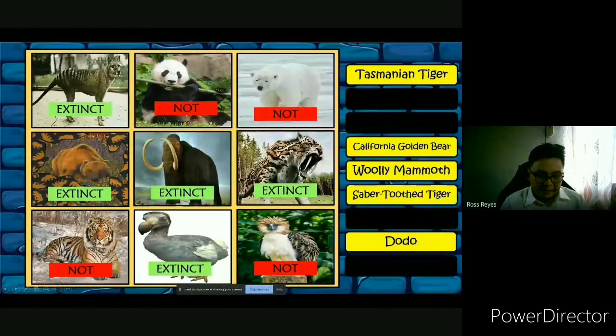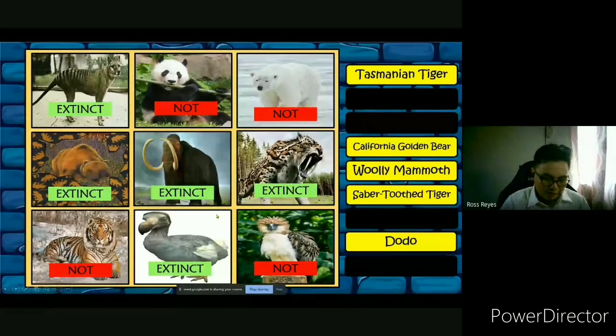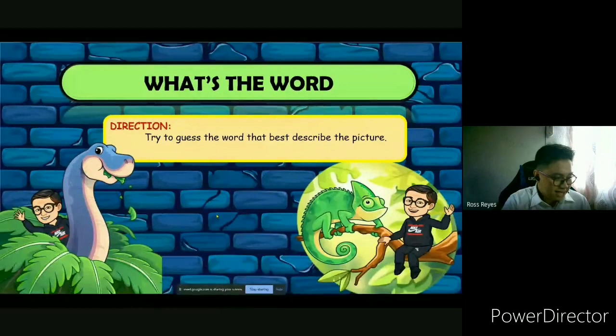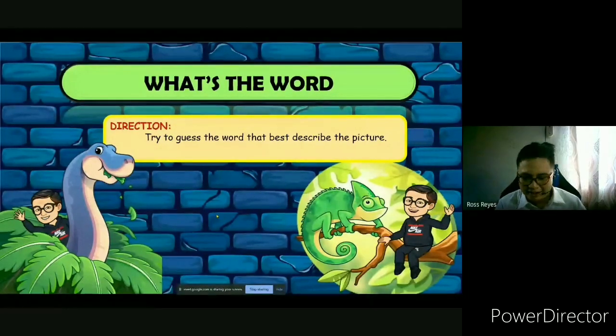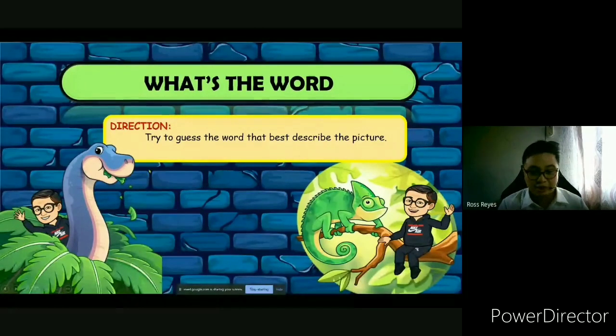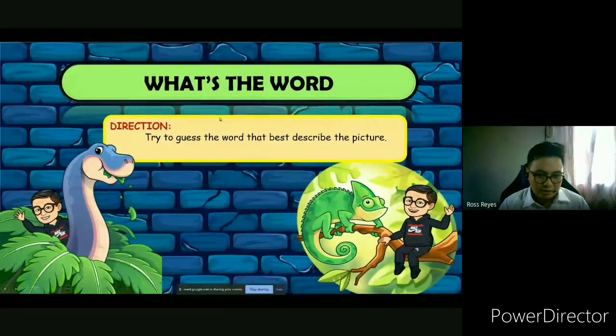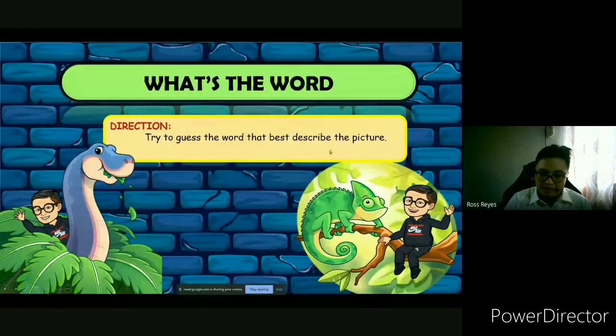Now, throughout the course of this lesson, we will probably know the reasons why they became extinct. So moving on with our next activity. Now let's have the causes of their extinction. What are the following events that drive these following species into the brink of extinction? The activity is entitled What's the Word? The direction is you will try to guess the word that best describes the picture.